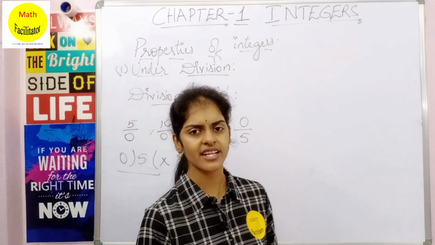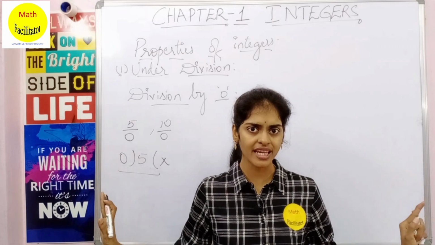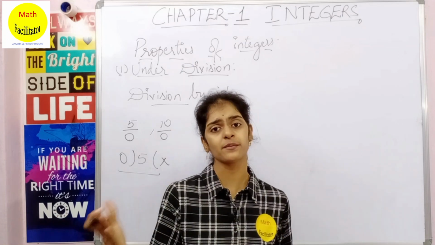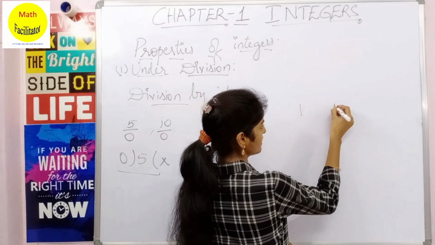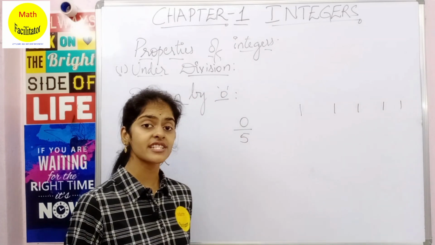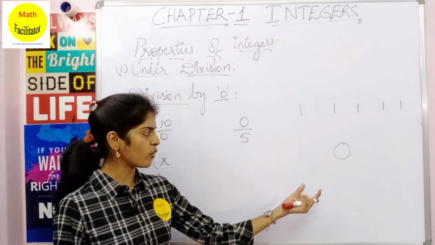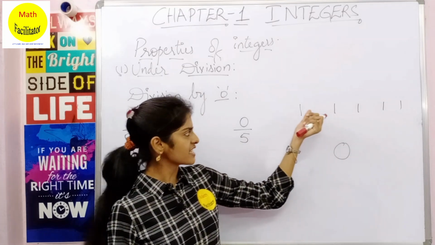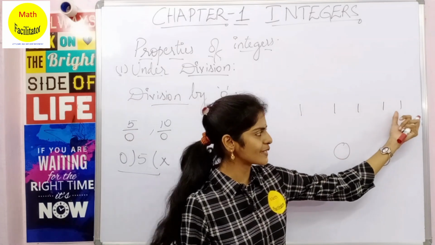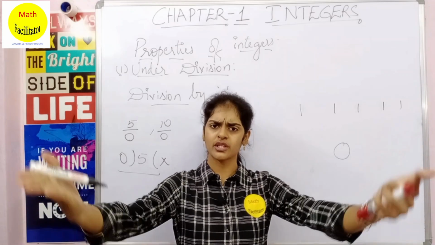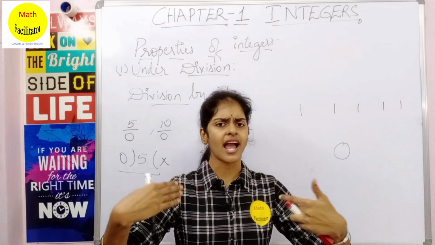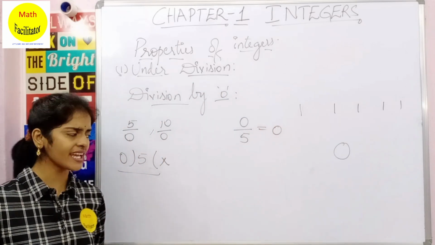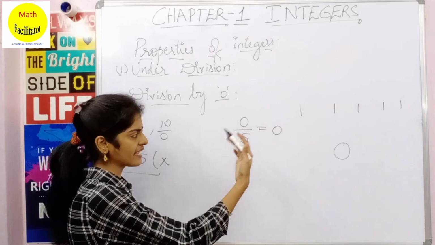For example, if I have 0 rupees, that means I have nothing with me. Now I want to divide these 0 rupees among 5 people. So how much does each of them get? There are 5 people, 1, 2, 3, 4 and 5, and I have 0 rupees. If I divide whatever I have among these 5 people, each of them gets 0. When I have nothing to divide, I give them nothing. So this answer is 0. When you divide 0 by anything, the answer you get is 0.